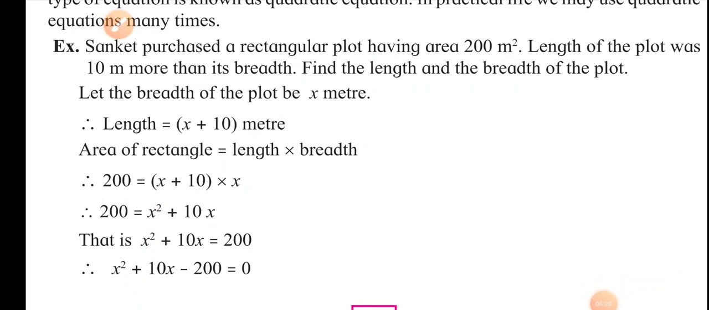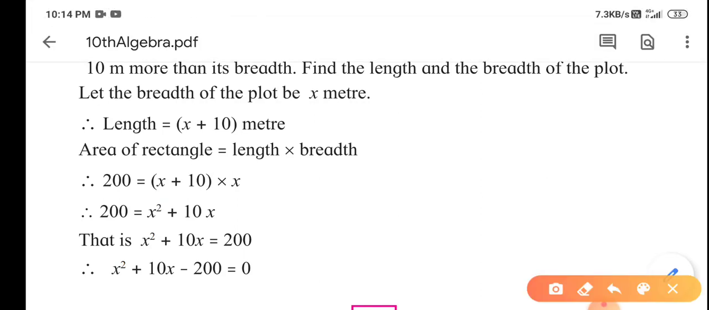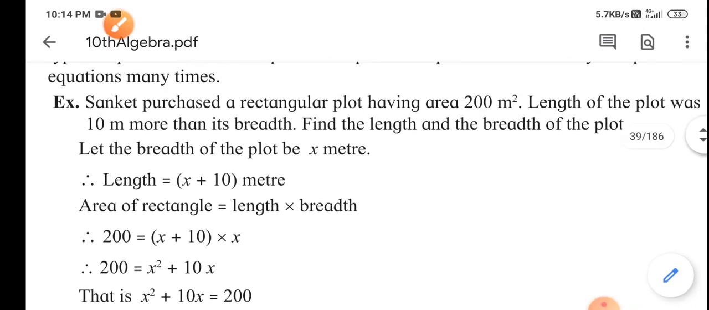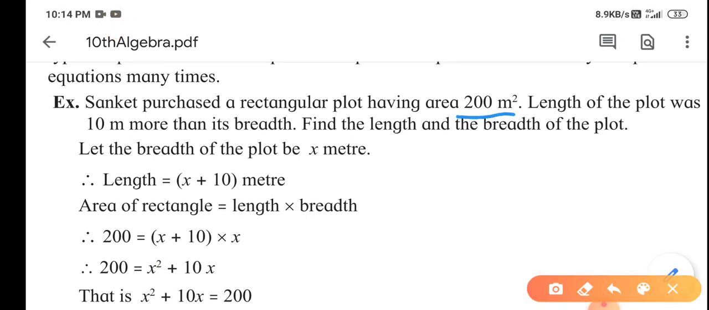Sanket purchased a rectangular plot having an area of 200 meter square. The length of the plot was 10 meter more than its breadth. Find the length and the breadth of the plot.